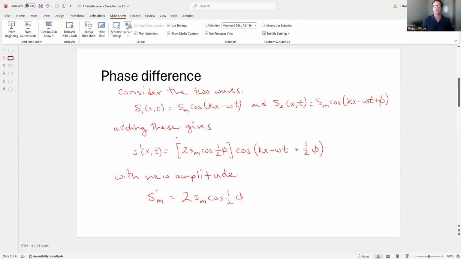The result is that we get an amplitude part, this 2 SM cosine 1/2 of the phase difference, times a traveling wave part. So it's still basically a traveling wave with the same wave speed, but the biggest difference is that we've got this amplitude that's modulated by the phase difference. So we get a new amplitude, and this amplitude is going to depend on phi. And as you can guess, this is where we're going to get our constructive and destructive interference from.